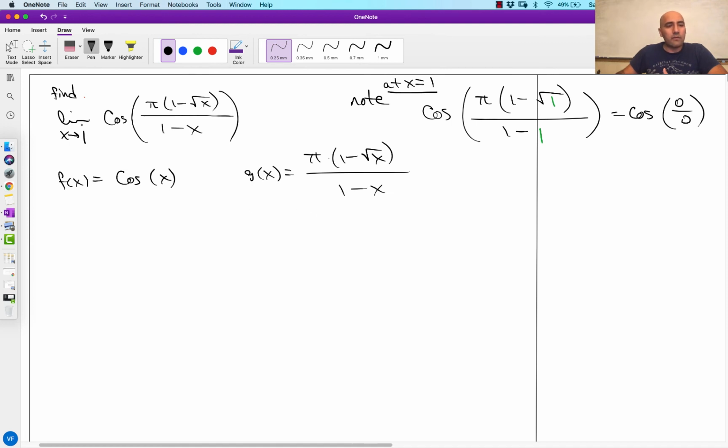So that theorem indicated that what we could do is bring this limit inside this function, and as long as the limit of the inside function exists and it's equal to a value that's inside the domain of the outside function, then we could just end up evaluating the outside function at the value of the limit of the inside function. And we know that cosine of x is continuous for all real numbers.